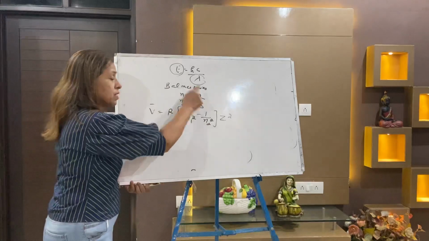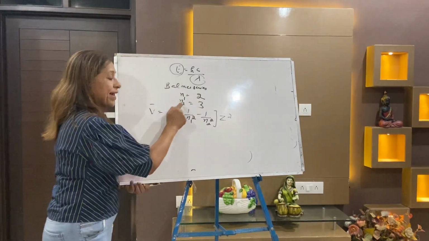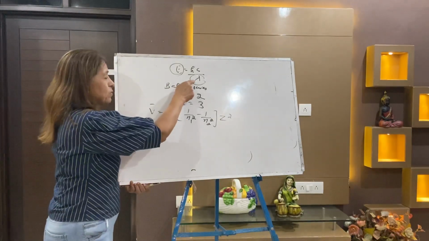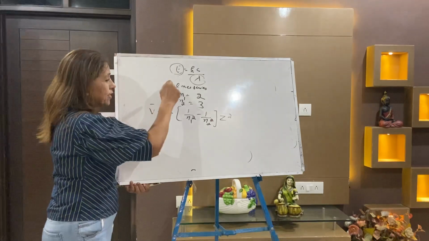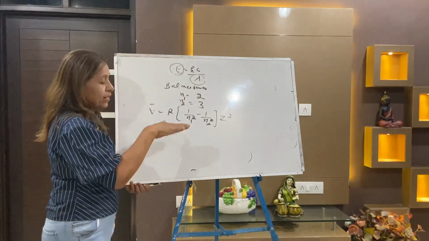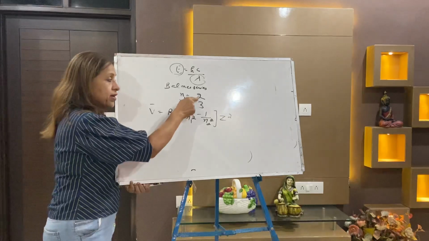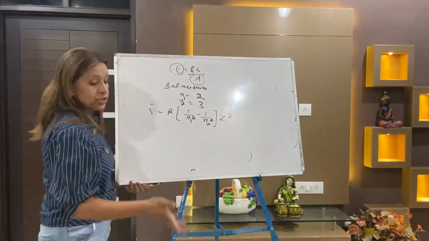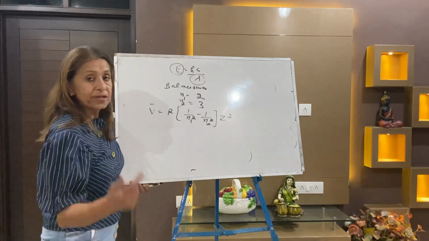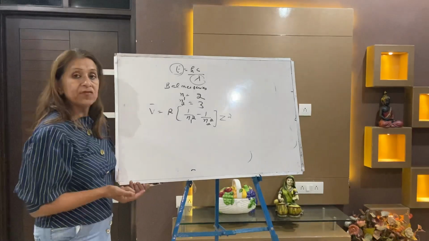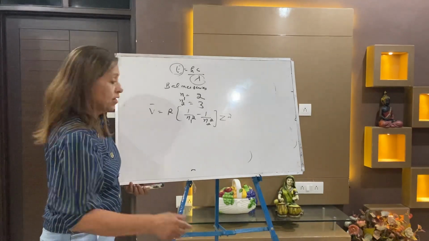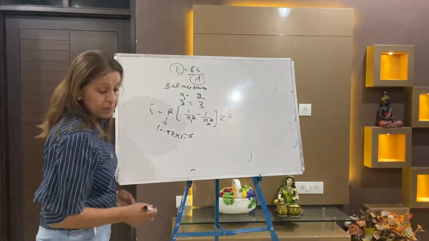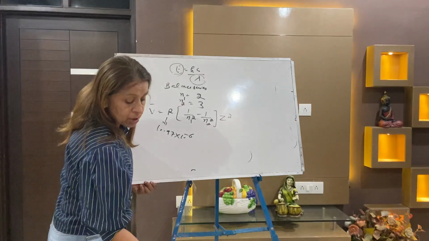Again, listen. Balmer series: n1 is 2, and why is n2 3? Because the question asks for the longest wavelength. Longest wavelength means less energy, and less energetic light is emitted only if the electron jumps from the nearest level, and nearest is 3. So you put n2 is 3, n1 is 2, Z is 1, and R is the Rydberg constant, 10.97 into 10 raised to power 6 per meter. So this will give your wave number. So question number 17 is over.